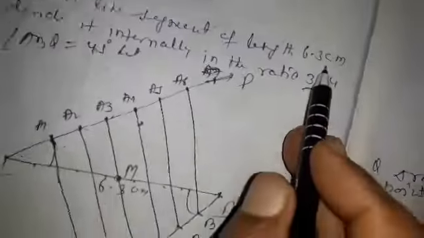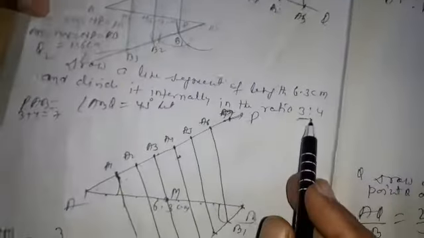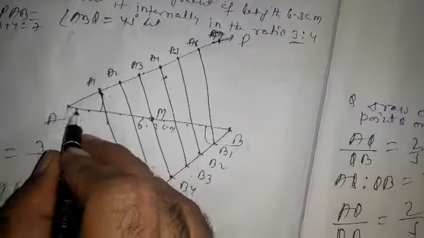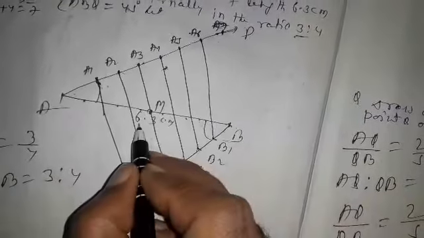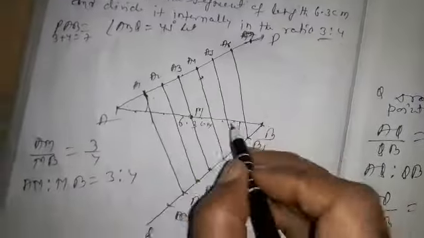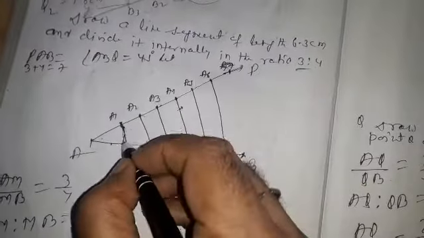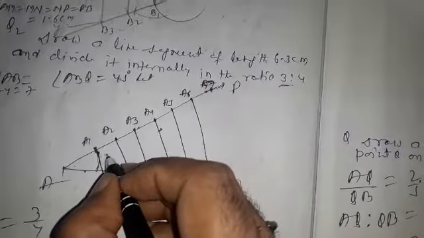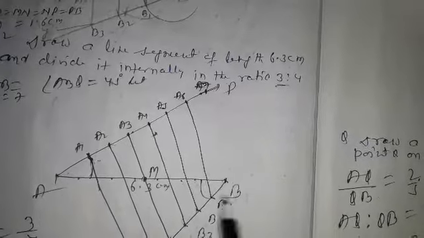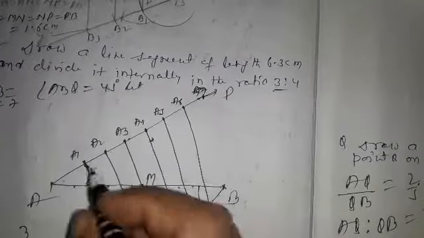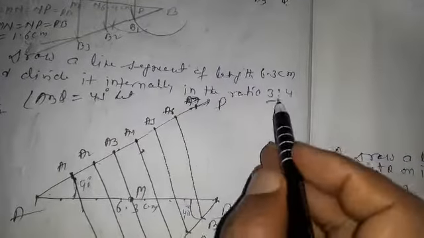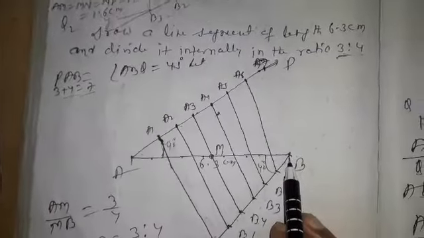Draw a line segment of length 6.3 and divide it internally in the ratio 3:4. For this, first of all, we will draw a line segment AB of length 6.3 centimeter, making angle BAP 30 degree. Any acute angle, maybe 30 degree or 40 degree, and angle ABQ also be 40 degree. Now 3 plus 4 is equal to 7.